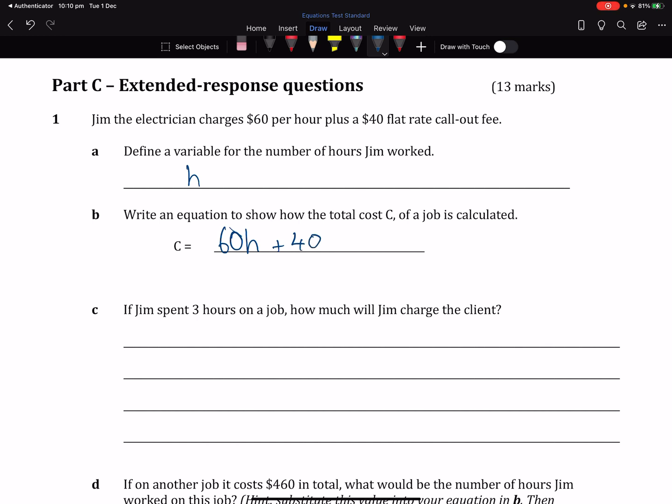So for every hour he works, all right, we're going to have 1 times 60 for every hour plus a total dollars of 40 extra. So this is our equation.